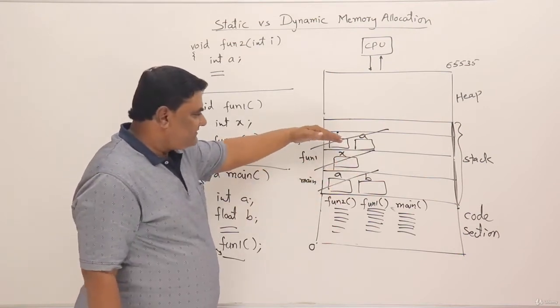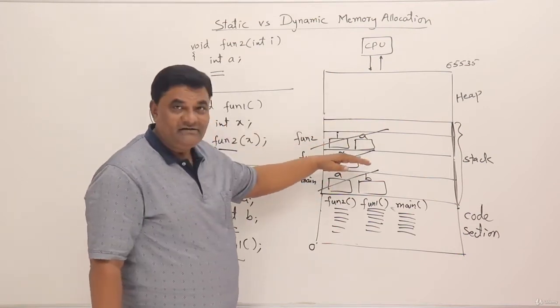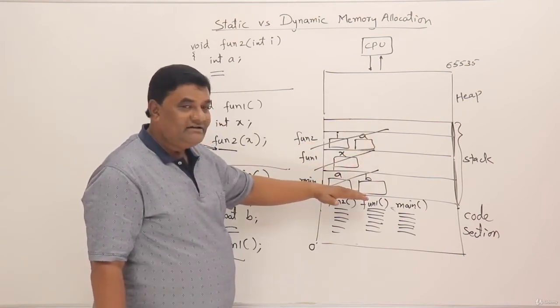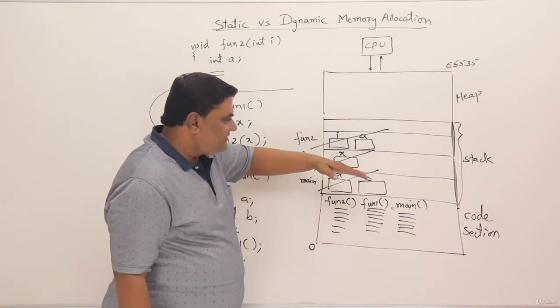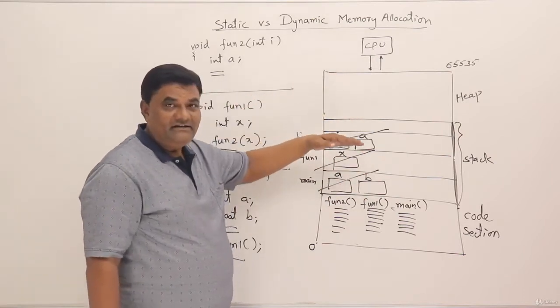When function 2 ends, it will delete and come back here. When it ends, delete and come back here. When it ends, delete and the program ends. So the way activation records are created like this and then deleted like this.